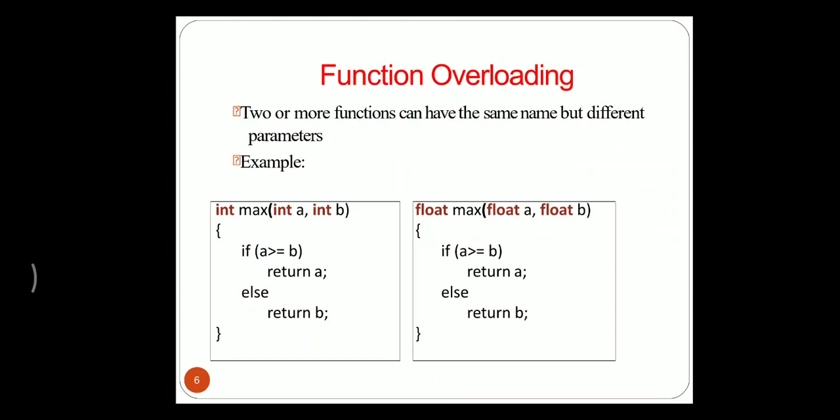Function overloading with an example. Here, two or more functions can have the same name but with different parameters. The example here uses the function called max. One is for the integer variable and the second one is for the float variable. In the first example, it uses two integer variables a and b, and identifies which is the maximum value. The same function max is used for two float values and it identifies which is the highest value.